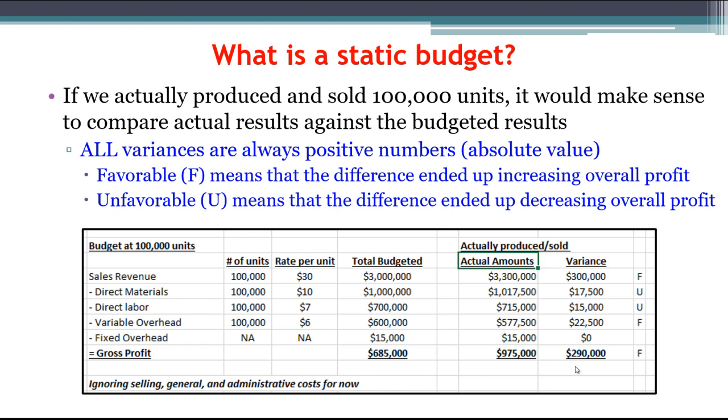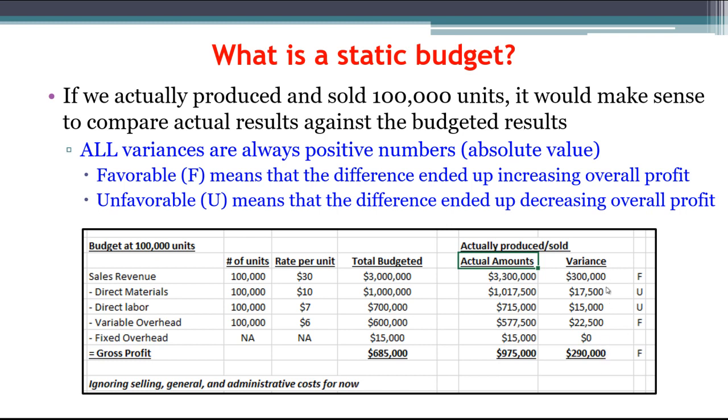So to get the final number, of course, you can just compare the gross profits, and you see that, yeah, it's $290,000 better than expected, so that's favorable. But you could also net your favorable and unfavorable variances together, and it'd end up with that same $290,000. So keep in mind, this was budgeted at 100,000 units, and we're just assuming that, hey, we actually produced 100,000 units. So these variances tell us something.